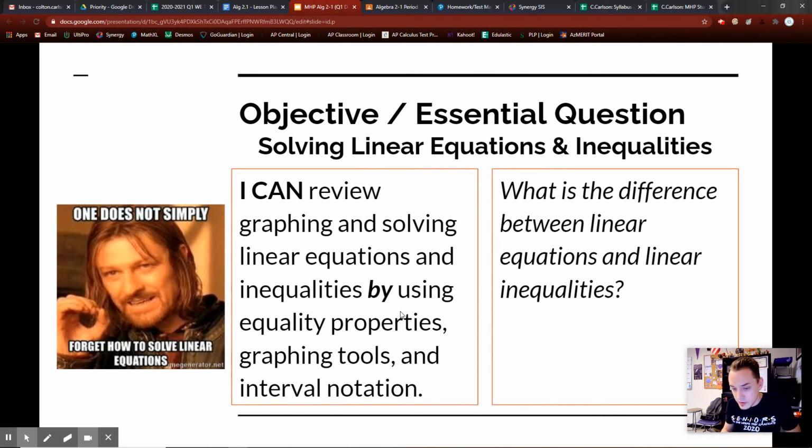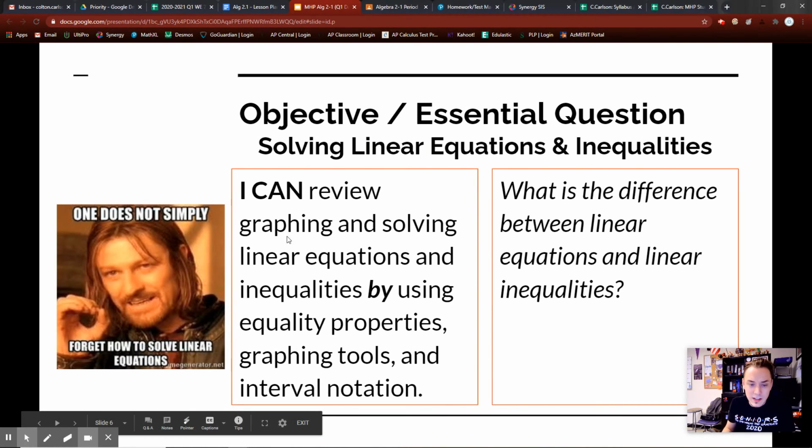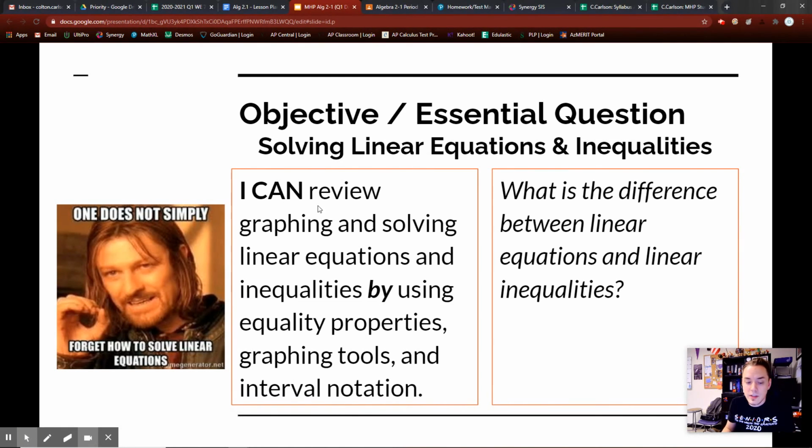First things first. Go ahead and write down the essential question. You don't need to write down the objective here. Don't feel the need to write down the objective. This is the objective that I can review. This is the essential question because it has a question mark, right? So that is something I'm going to be looking for in your notes when you upload pictures of them on Google Classroom.